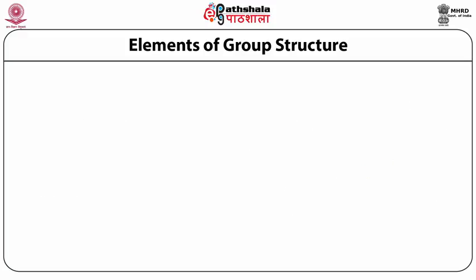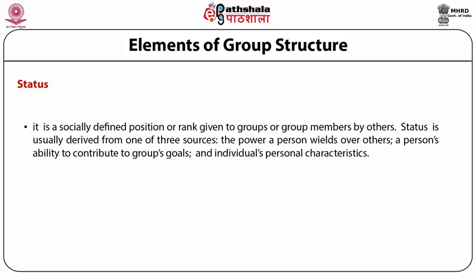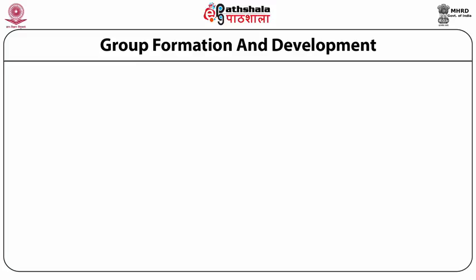It tells us about the status. As you know, status is a socially defined position or rank given to groups or group members by the other members of a group. Now, status is usually derived from one of three sources. These could be the power a person wields over other persons in the group. Secondly, it could be a person's ability to contribute to the group's goals, which is more than the others, of course. And third, it could be the individual's charisma or his personal characteristics, which give him an enhanced status in the organization or a group.